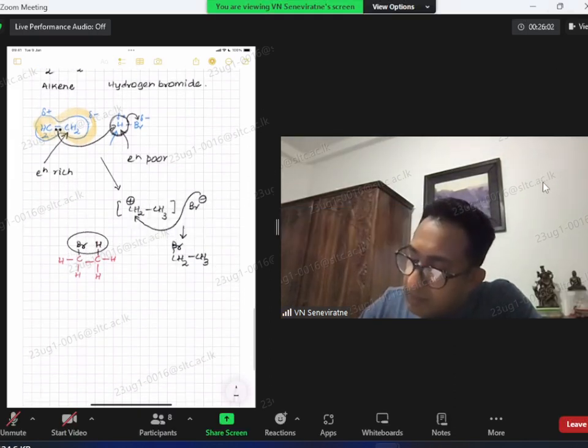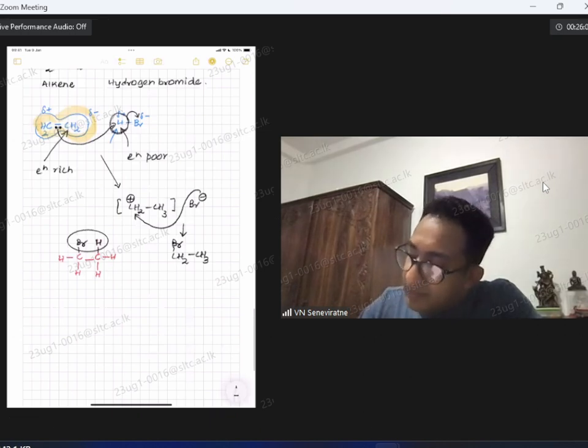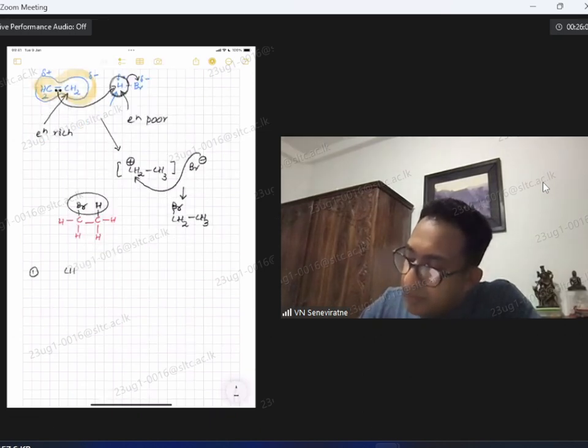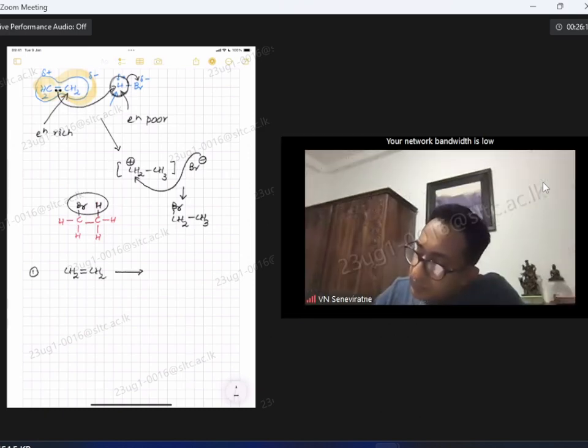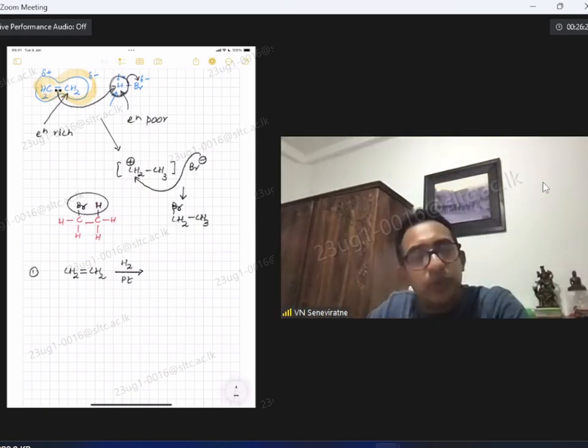Look at this example. Think about this kind of chemical compound. CH2 double bond CH2. And let us say you add hydrogen. Now, you can't just add hydrogen, you have to have a catalyst also. Let us just say platinum. Platinum is a catalyst, right? It'll help the reaction to take place.